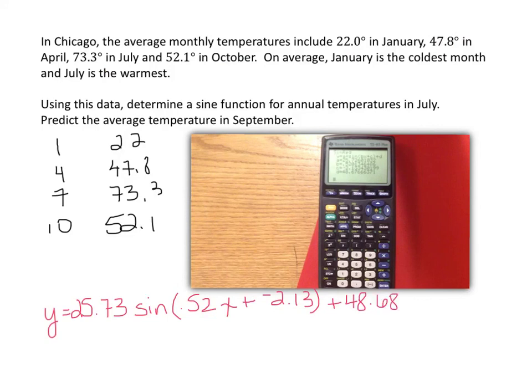What you can do from this point is take this entire equation, put it into your y equals under y1, and see how well it matches up. The next part says to predict the average temperature in September. Well, we know that September is the 9th month, so if I put the number 9 in place of x, which means I'm going to multiply 0.52 times 9, I could actually type this entire thing directly into my calculator, so start at 25.73 sine and so on. Putting a 9 right there, this y value that it spits out will be my average September temperature.